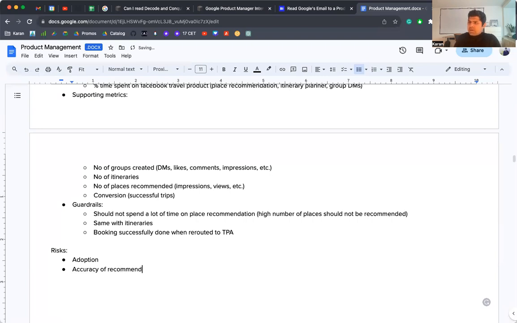The next one is that accuracy of recommendations is going to be critical, because if the itineraries or the place recommendations are not very relevant or accurate, maybe I'm just not going to find it pretty interesting. So the first few interactions of me as a user with the product are going to be critical, and they would also determine the future of the product. So this is also something that I would be thinking of from a risk perspective.